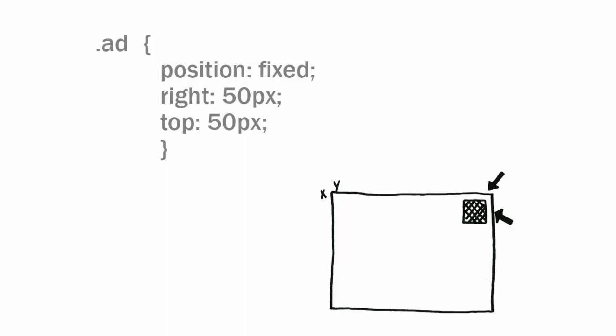In the example, the block element named Add has been positioned in a constant place, the top right corner, and that calculation has been determined by the edge of the screen.